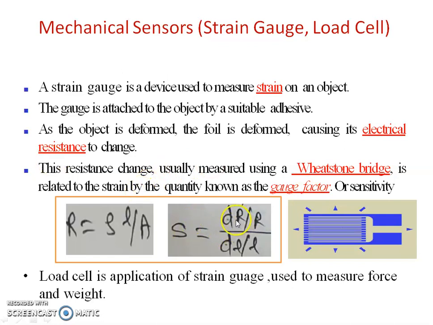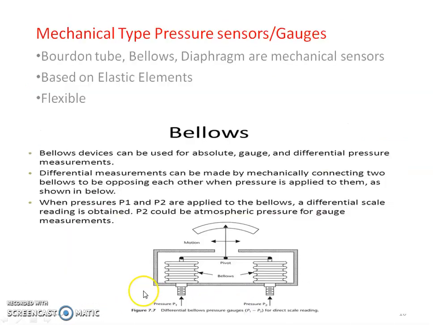Another important factor is that the resistance change is usually measured using a Wheatstone bridge. This strain gauge sensor is connected in the four arms. One of the arms is made from the strain gauge and three are resistances. The Wheatstone bridge principle you have already learned in 12th. It is related to strain by a quantity known as the gauge factor. The gauge factor is also known as sensitivity, which is the change in resistance relative to the average resistance, and the change in length relative to the average length. So the load cell is an application of the strain gauge and is used to measure force and weight.